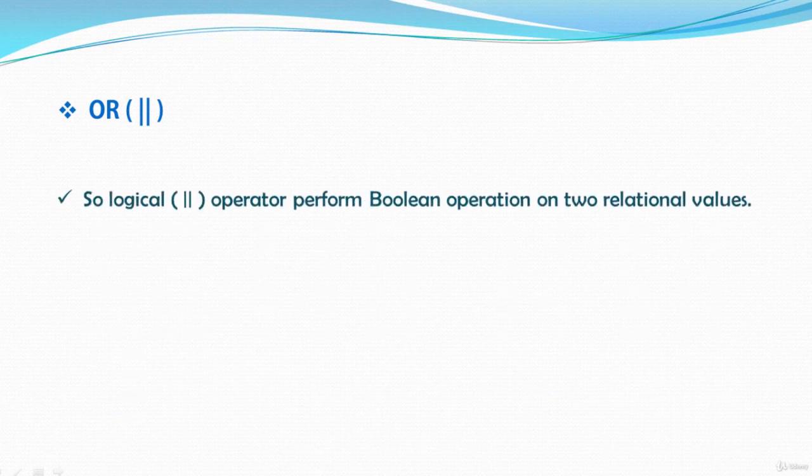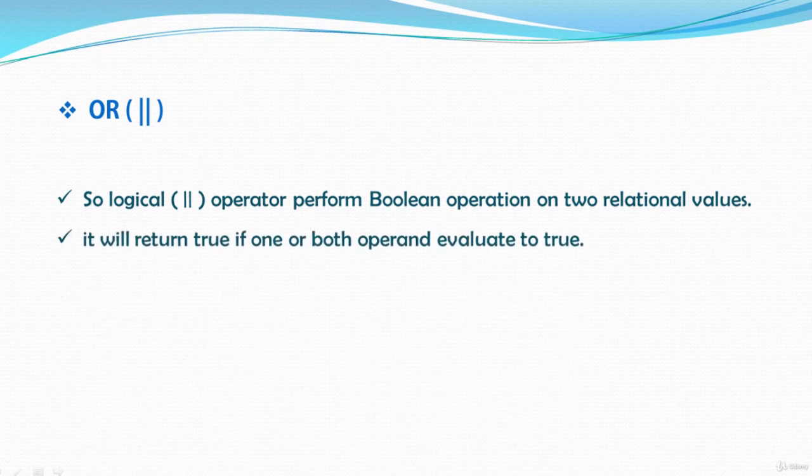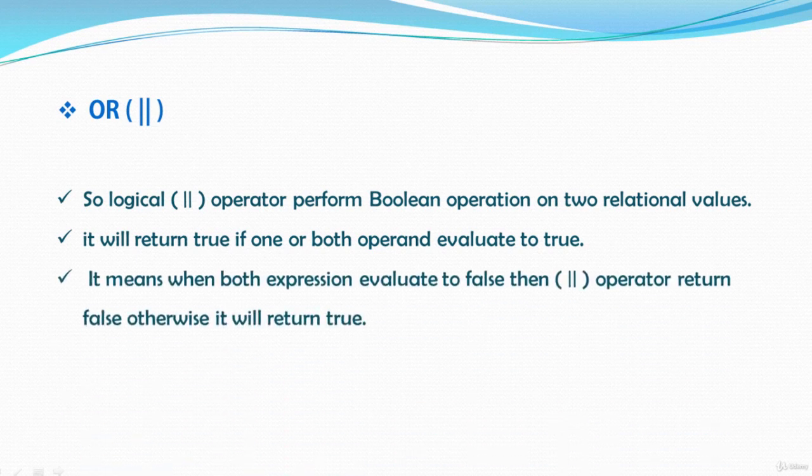The logical OR operator performs Boolean operations on two relational values. It will return true if one or both operands evaluate to true. It means when both expressions evaluate to false, then the logical OR operator returns false. Otherwise, it will return true.